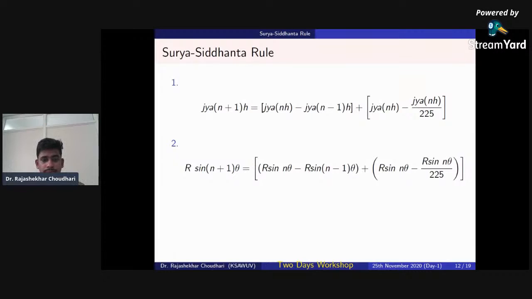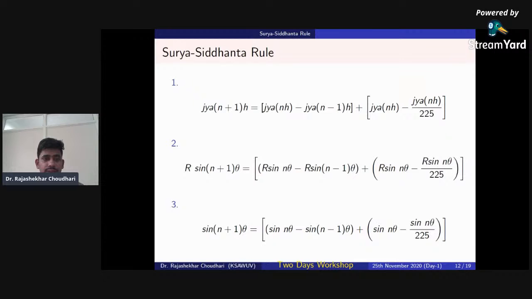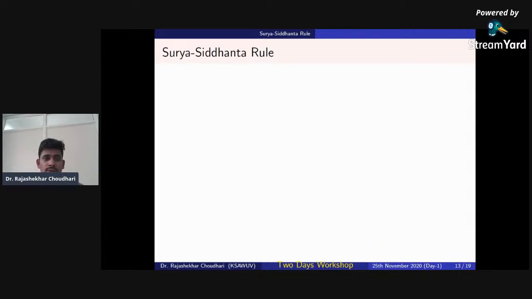So if I take the radius as 1 unit, the above equation, which is number 2, reduces to the following form: sine of (n+1) theta is equal to sine n theta minus sine of (n-1) theta plus sine n theta minus sine n theta divided by 225. Okay, so we'll make use of the formula given in equation number 3.